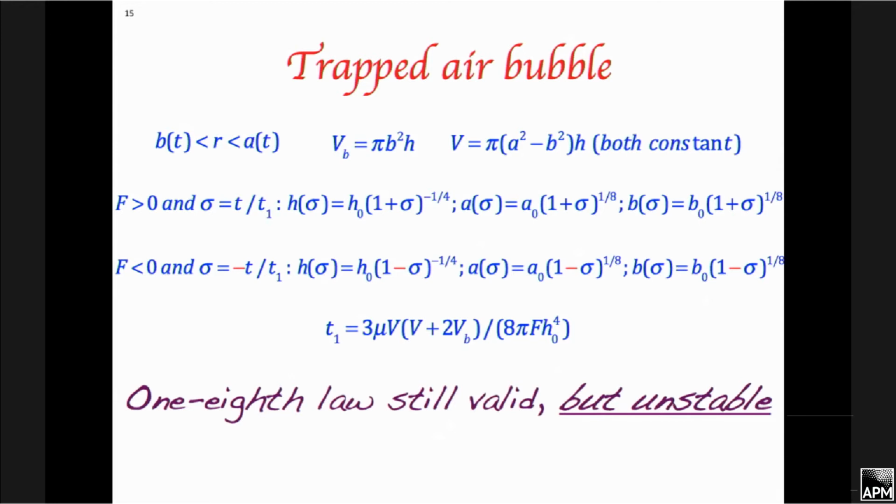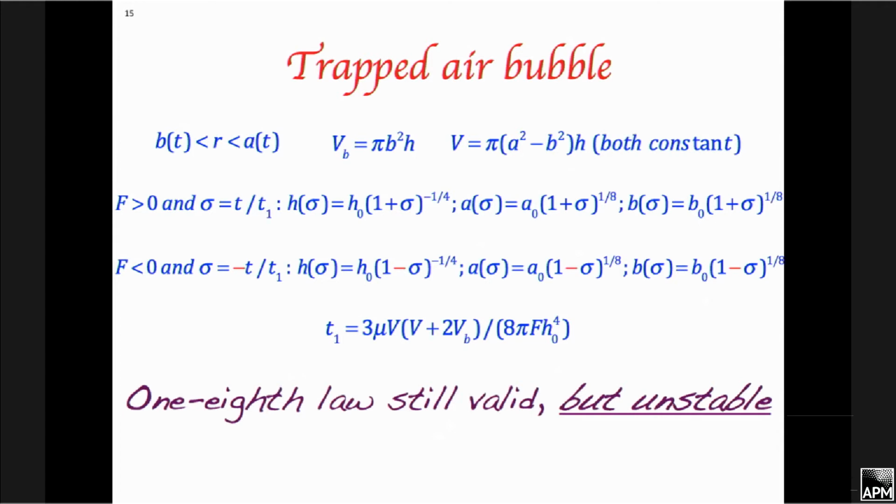The volume of the viscous fluid, V, is going to be pi times A squared minus B squared times H, and the volume of the blob, the air bubble, has also got to be constant. The air is effectively incompressible. And so we can put down those conditions and solve the equation both for a constant force, so it's being compressed, and for a negative force, so it's being raised up.